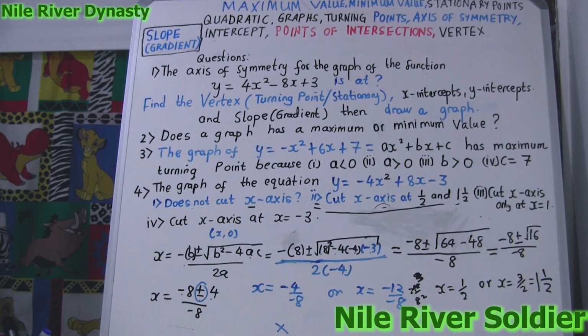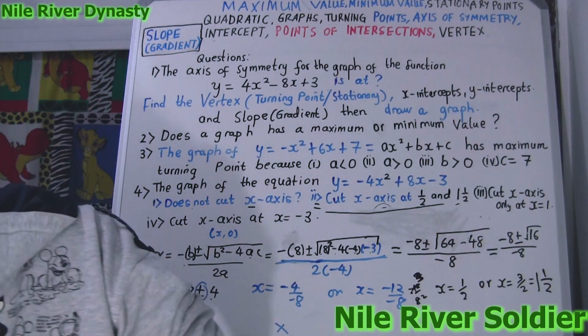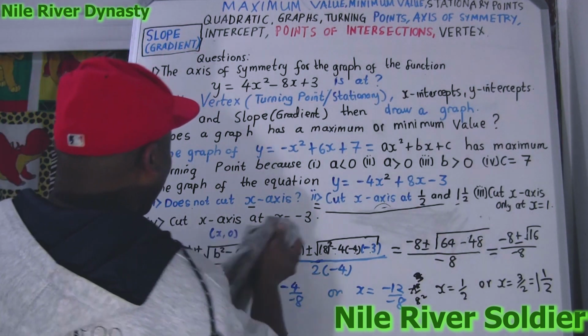So these are the x-intercepts. You know what I'm saying? The x-intercepts equal half and negative half. So option number 2. Now let's go to question number 3, because that's what it asks us. So now let's erase and make a space.